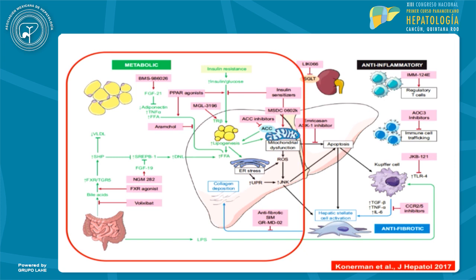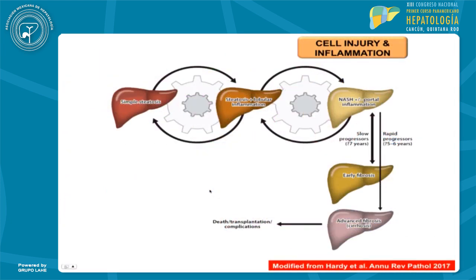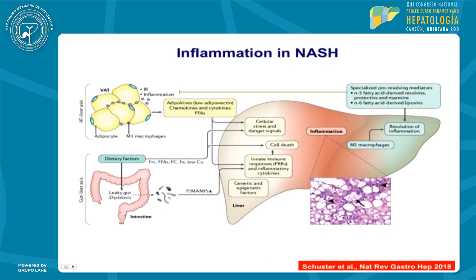So if you look at some of these recent reviews, like this one that has been published in Journal of Hepatology, again, you can see that the different molecules that are under investigation are differentiated into their metabolic components, anti-inflammatory and antifibrotic. And I'm not going to repeat what has been said before in this symposium, just going through the different molecules.